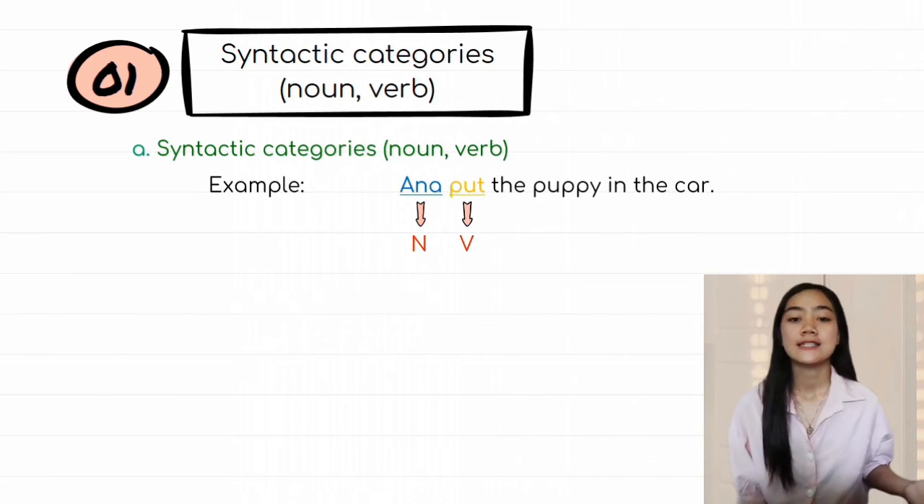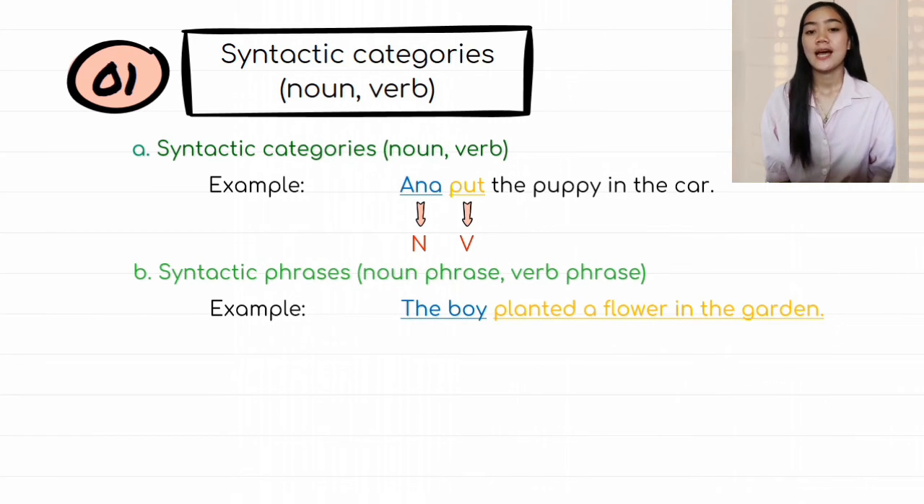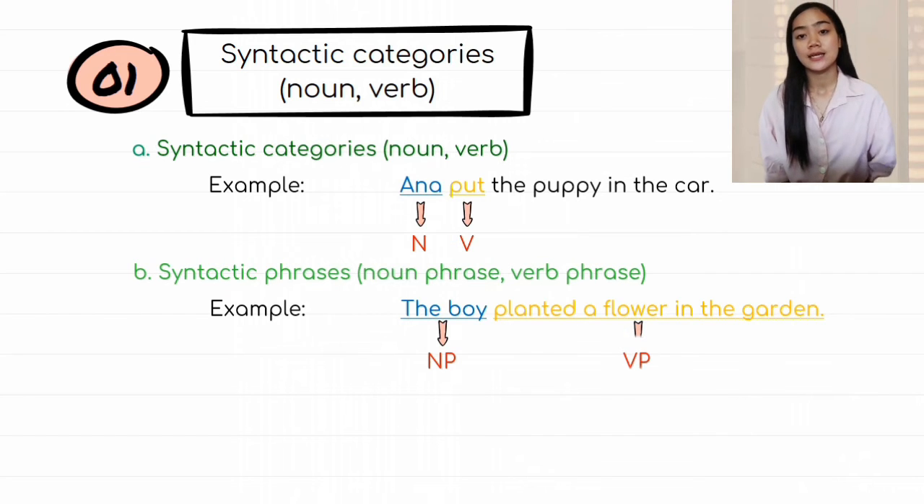The second one is syntactic phrases, the noun phrase and verb phrase. For example, in the statement, the boy planted a flower in the garden, the child can recognize that the boy is a noun phrase and planted a flower in the garden is the verb phrase.